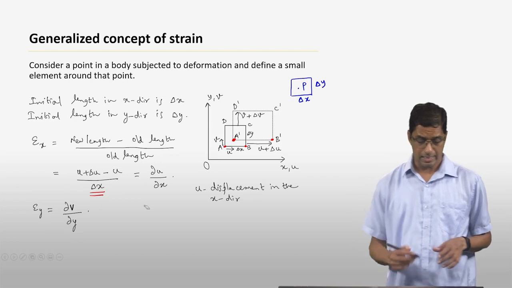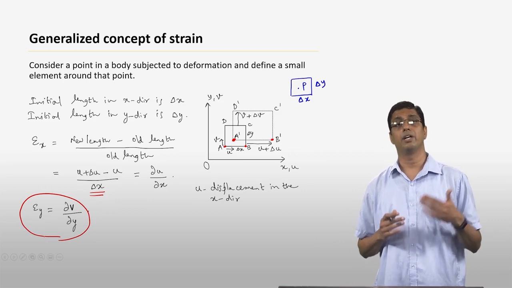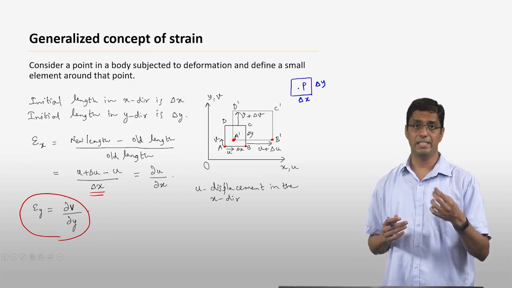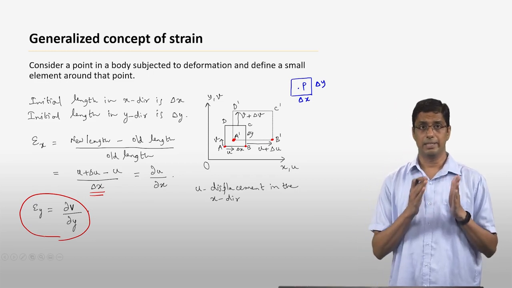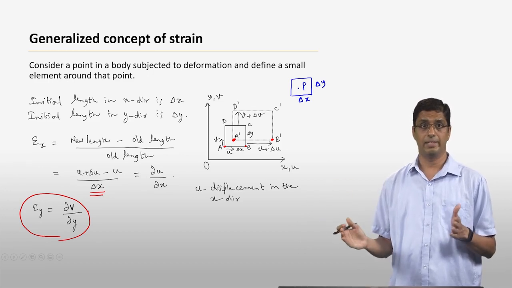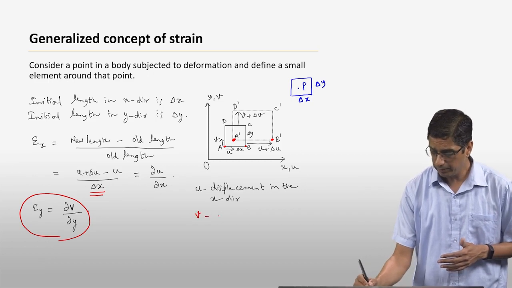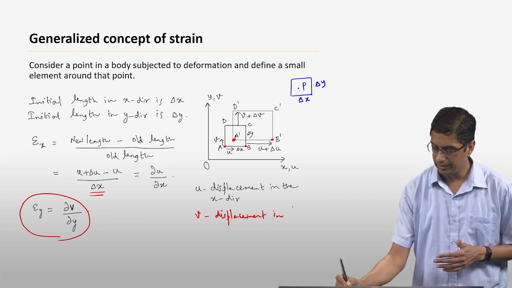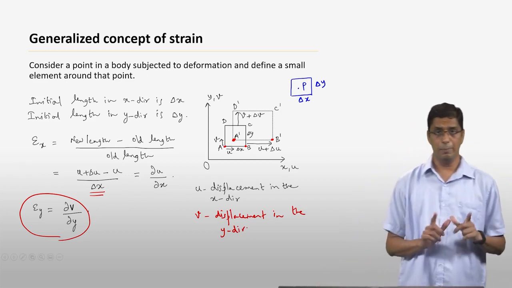So that is how you get this relationship for epsilon x, which is del u over del x. Similarly, the normal strain in the y direction is del v over del y, where v is the displacement along the y direction. Again, the strain is related to the gradient of the displacement: epsilon x is del u over del x, epsilon y is del v over del y. So this essentially defines the normal strain at this point P.